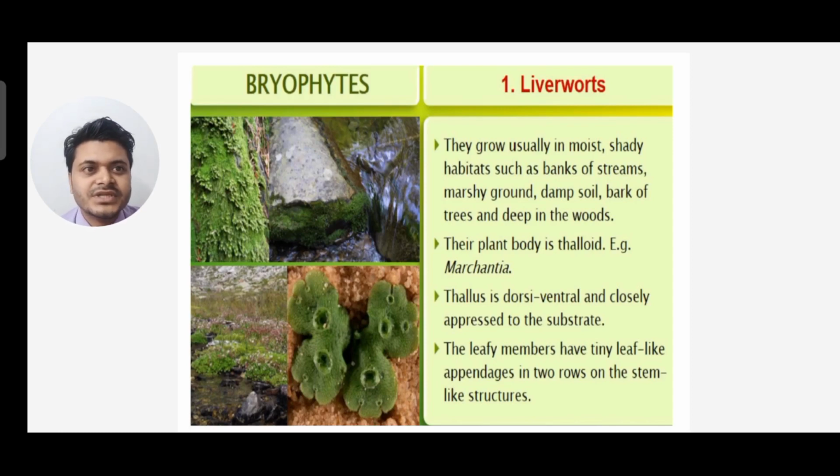So these liverwort, they grow usually in moist, shady habitats such as banks of stream, marshy ground, damp soil, bark of trees, and deep in the woods. The plant body is thalloid, for example Marchantia. So thallus is dorsiventral and closely pressed to the substrate. The leafy members have tiny leaf-like appendages in two rows on the stem-like structures.